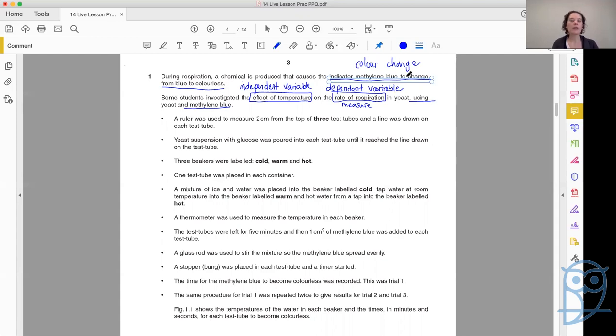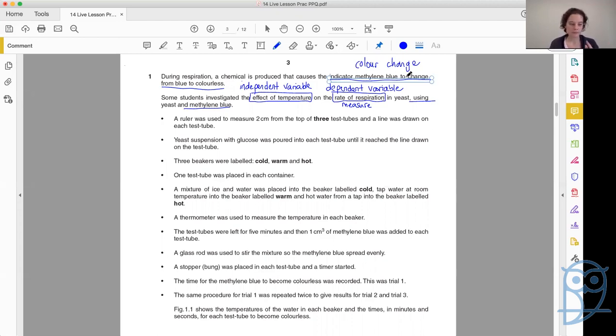So in a couple of weeks' time, we're going to look more in detail about pulling out different types of variable and what we do with them once we've got them. Okay, for now we've dissected to say this is our independent, this is our dependent. Dependent is the one we're measuring, independent is the one we're setting.